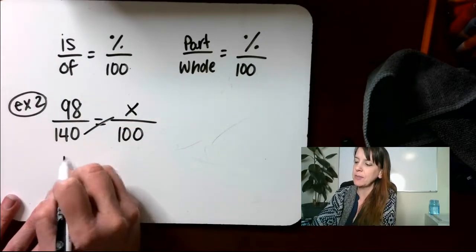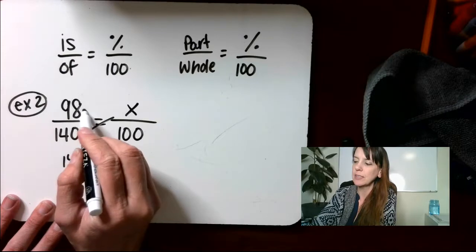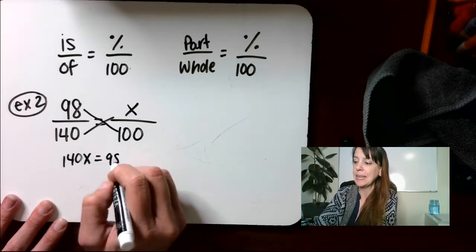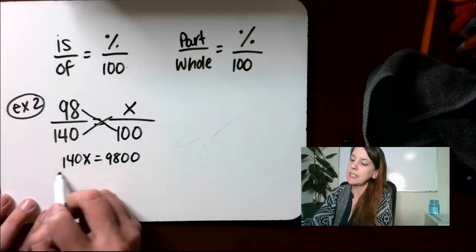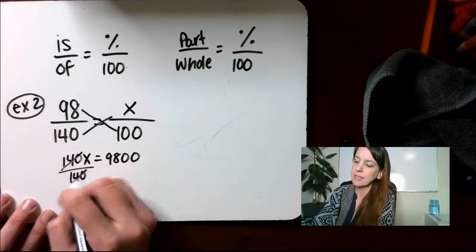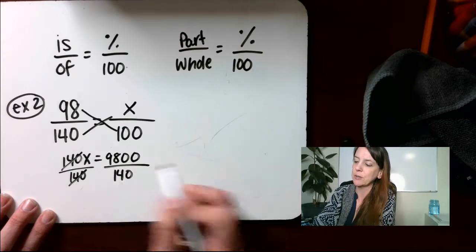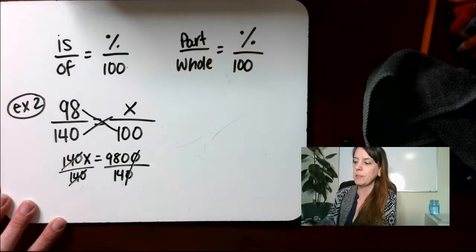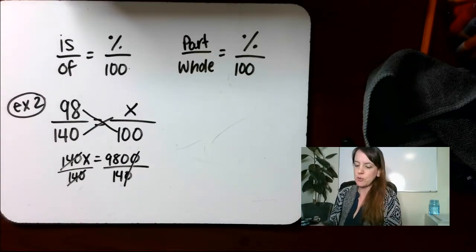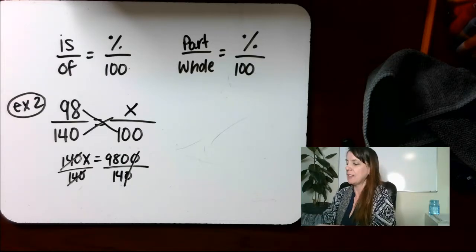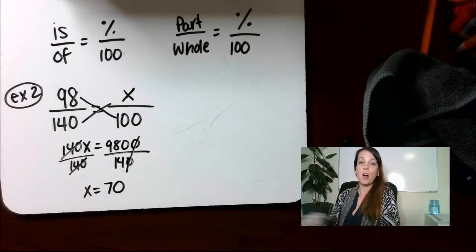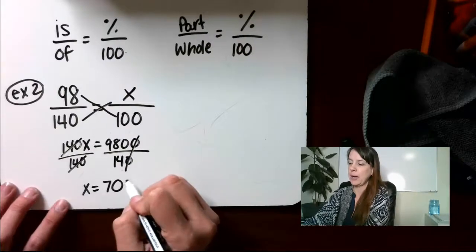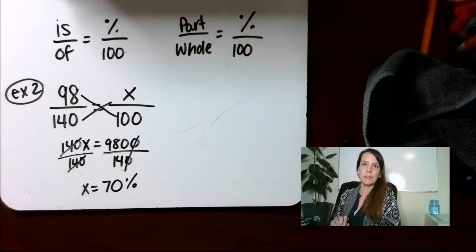This times this gives me 140x equals this times this, which is 98 with 2 zeros, because 98 times 1. Now we are going to divide by 140. Cancel out, cancel out. What I do to one side, got to do over here. Let's go ahead and lob those zeros off, and we're going to do 980 divided by 14, which gives me 70. X equals 70. Oh, and we are solving for percent, so you got to go back and double check. Bam. Make sure you throw a percent sign on there.